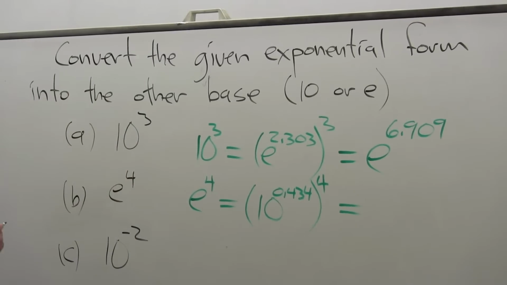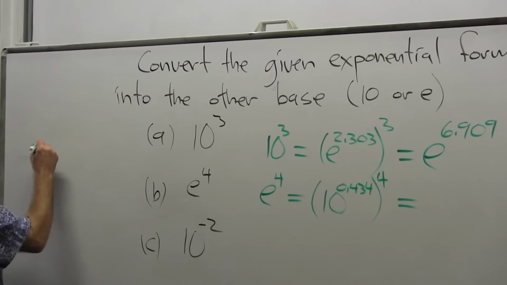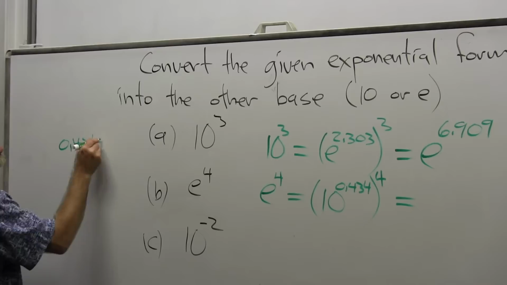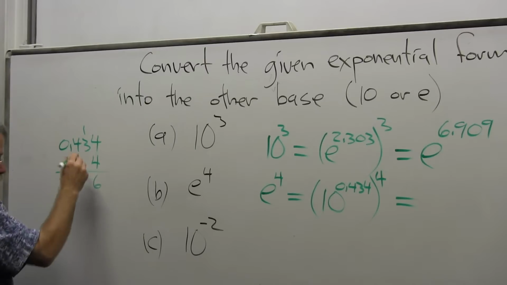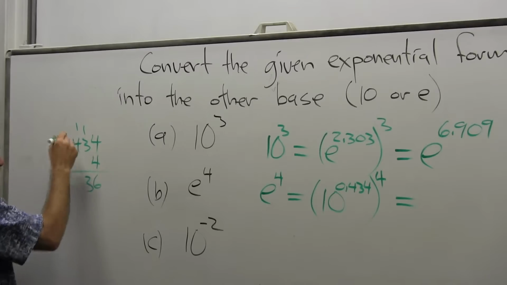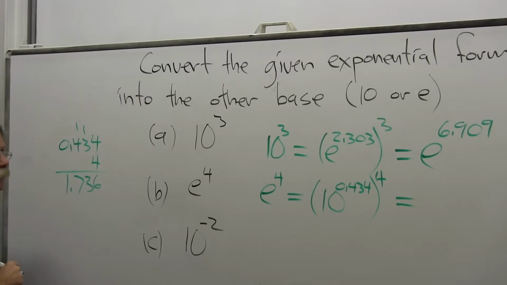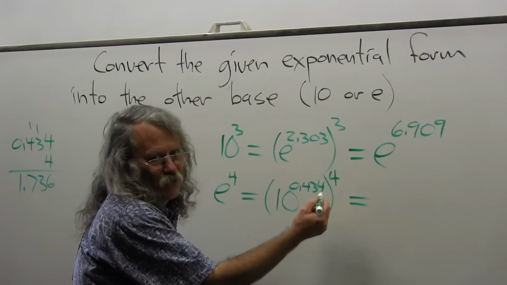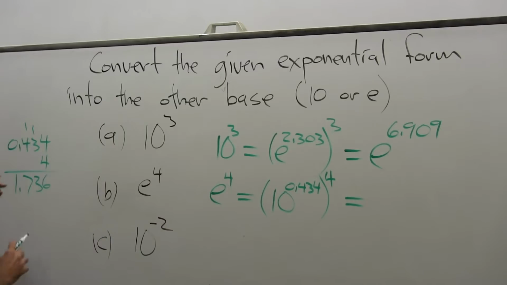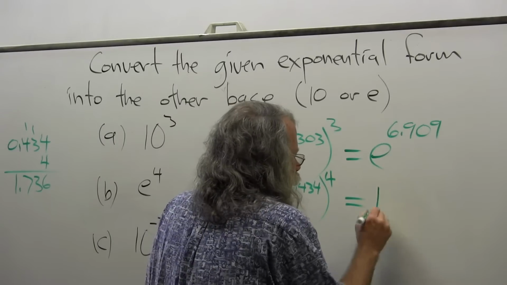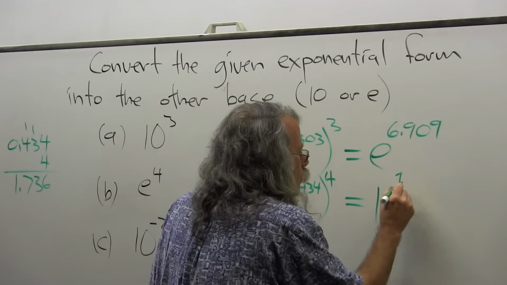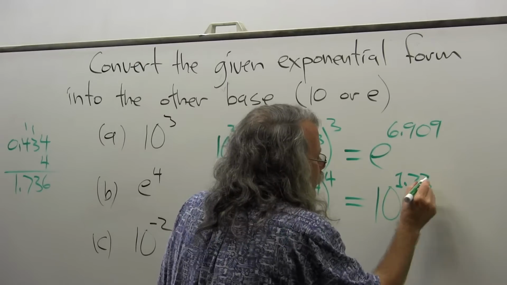So this is on my scratch paper, 0.434 times 4 is, that's 16, 3 times 4 is 12, that's 13, 4 times 4 is 16, and 1 is 17, 1.736. And so, we probably could have done that over here, but slow down, let it take time. You'll get there. So this represents 10 to the 1.736.